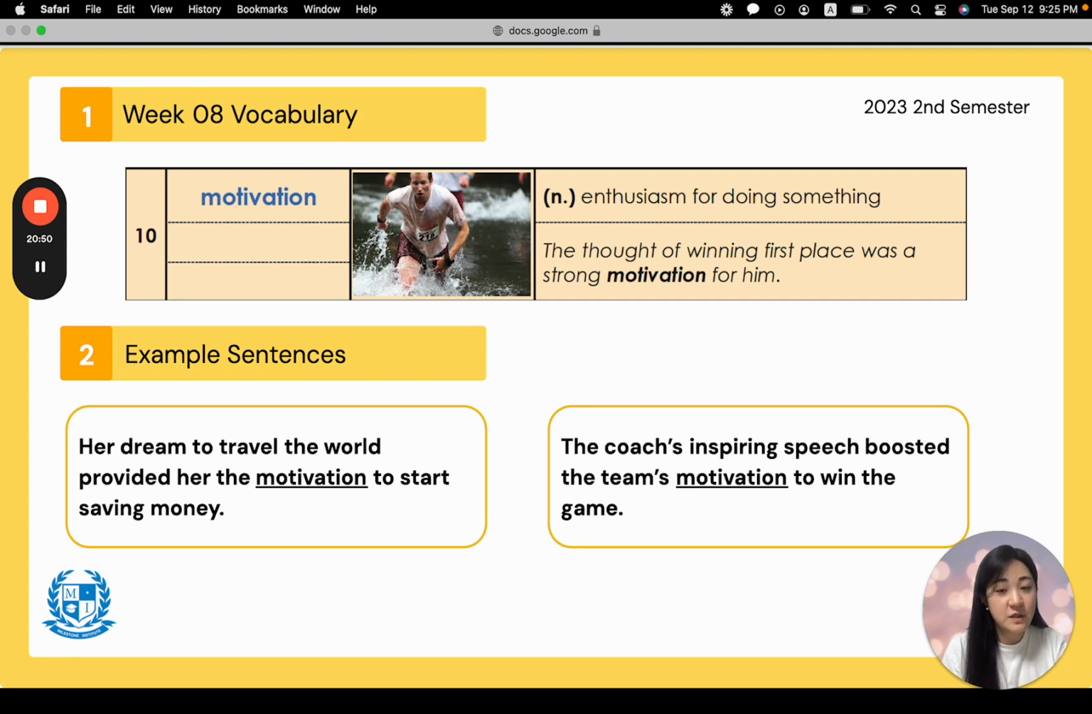Example sentence 2 says, the coach's inspiring speech boosted the team's motivation to win the game. So the coach is like, you can do it. I believe in you. We practiced from day 1. We're here practicing day 100. We're almost done with the season. You can do it. I believe in you. So all the players are like, yes, coach, I can do it. I have a lot of motivation to win now. Everyone say motivation. This is a type of word that you see a lot of people use, but sometimes we'll be like, what does that mean again? So motivation. Remember this one.